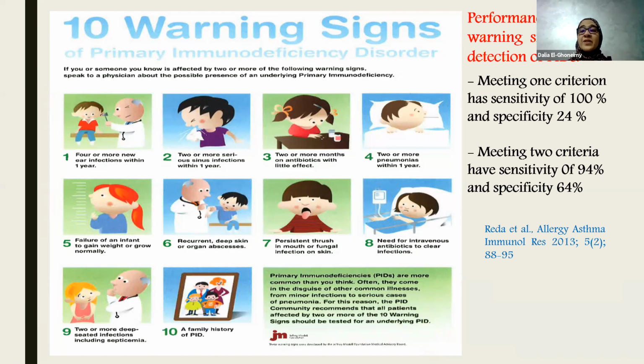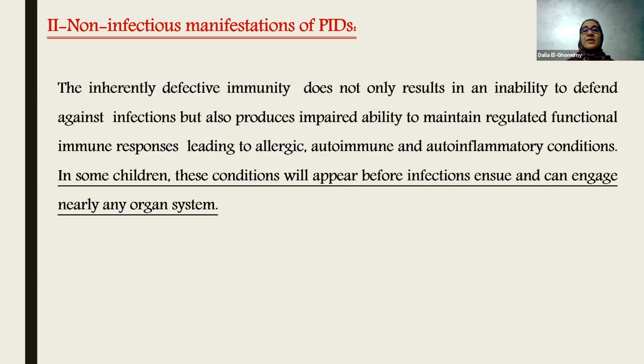sense of the severity of the situation, because I might find the patient with only one sign, deep-seated skin abscesses, 1 attack of septicemia, and after excluding secondary causes of immune deficiency, this should not be overlooked. So what about non-infectious manifestations of primary immune deficiency?